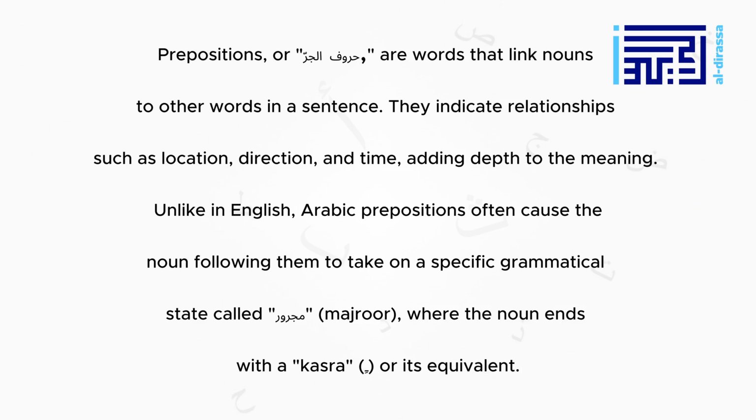They indicate relationships such as location, direction, and time, adding depth to the meaning. Unlike in English, Arabic prepositions often cause the noun following them to take on a specific grammatical state called majroor, where the noun ends with a kasra, or its equivalent.